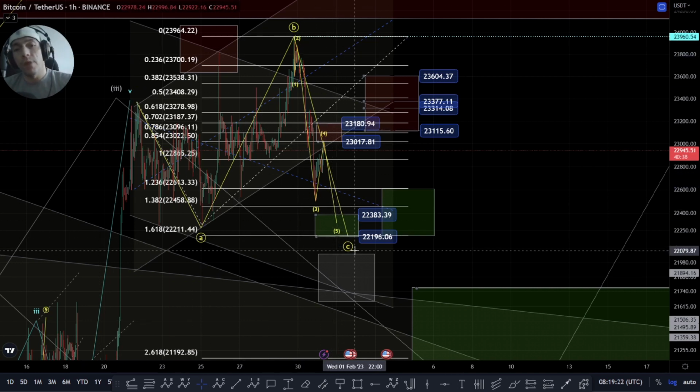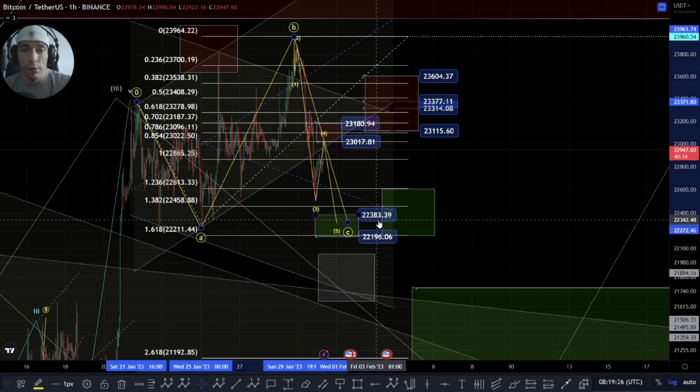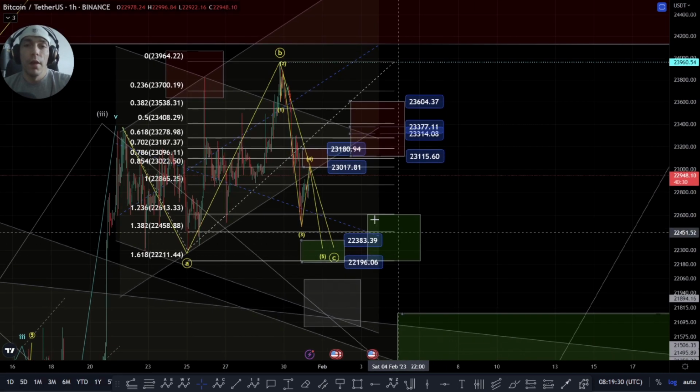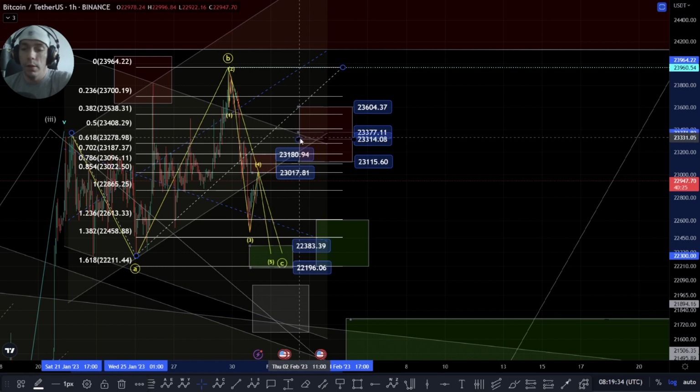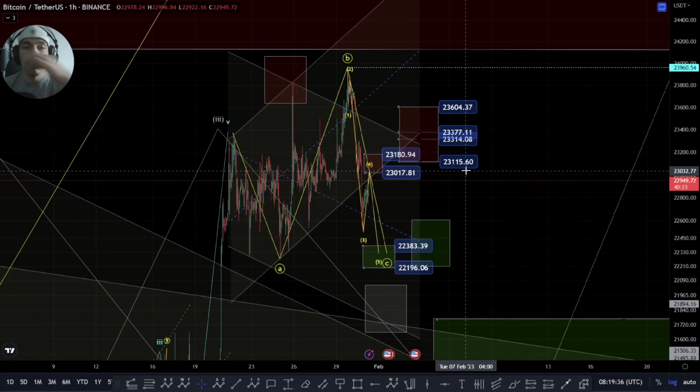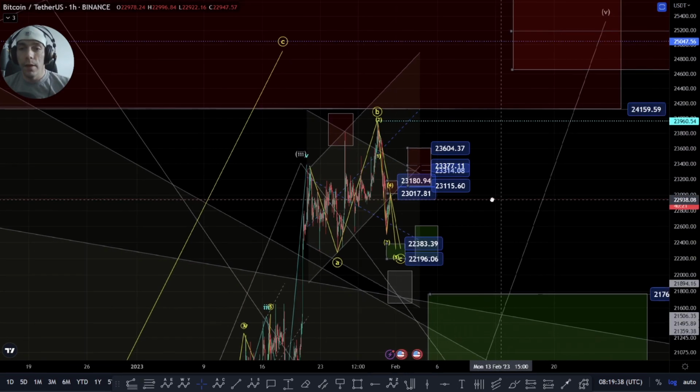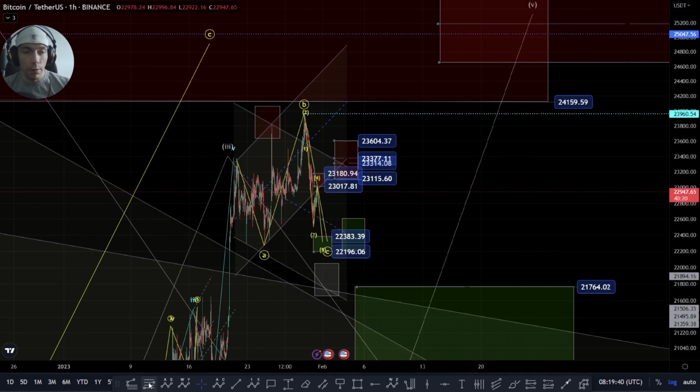If we form this ABC to the downside and we come into this zone here of this 23,383 to this 22,196, then it's possible that we could actually look to break back to the upside here, and effectively what this would be is just a flat correction, and we would then be looking at this move from here.